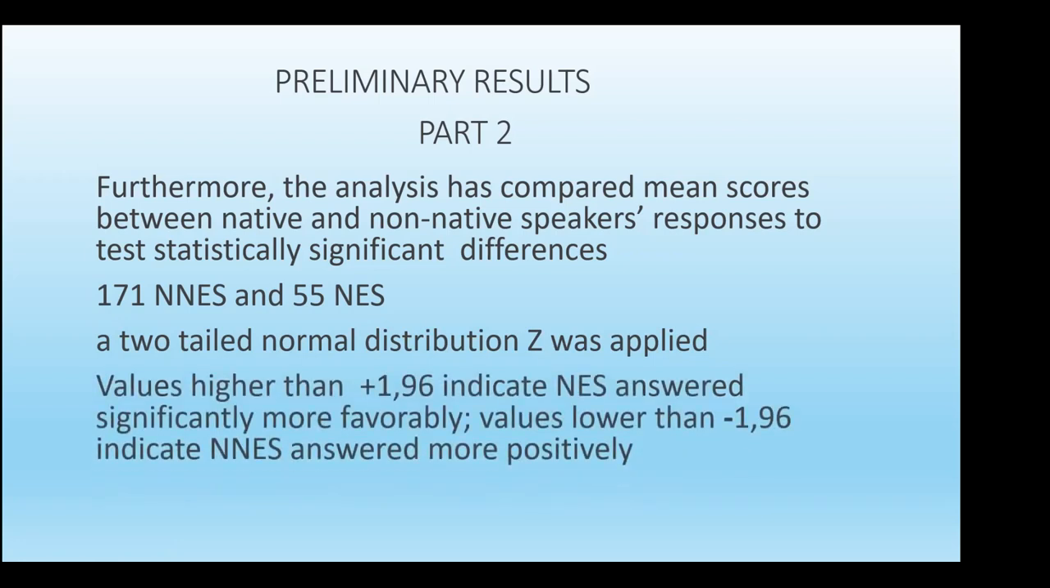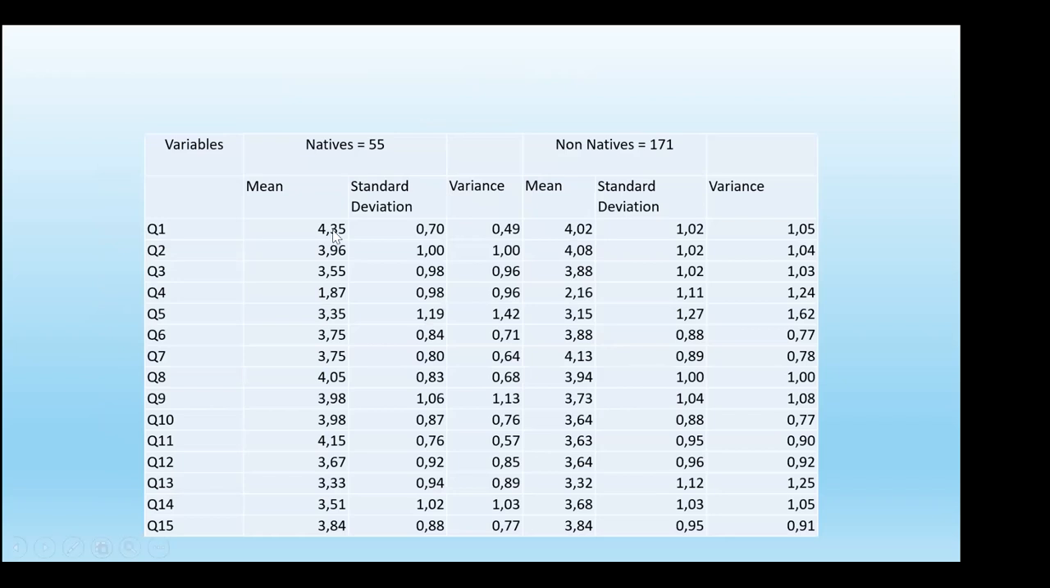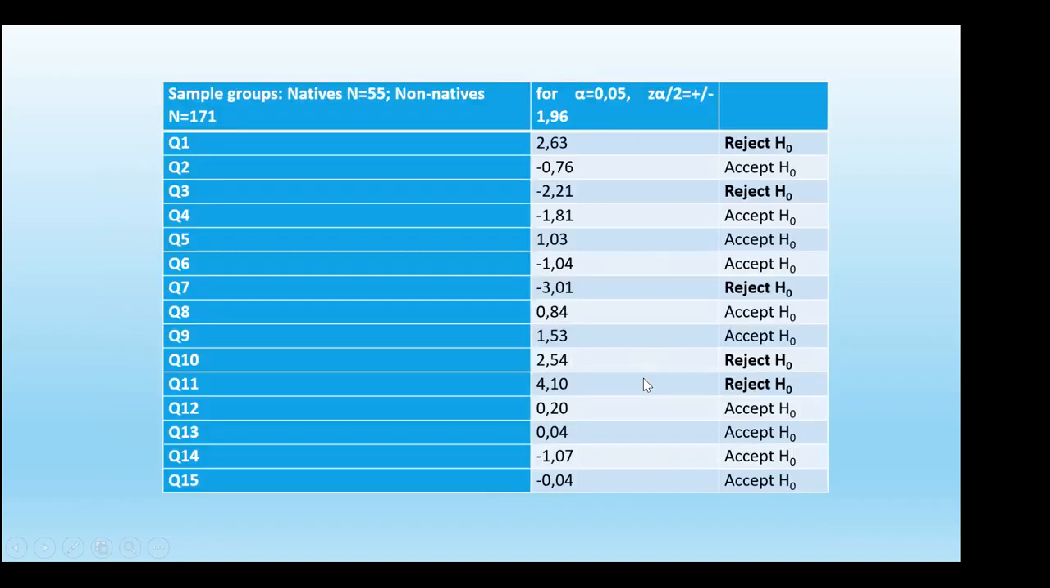So values higher than 1.96 indicate that non-native English speakers answered on average significantly more favorably. Values lower than minus 1.96 indicate that non-native English speakers answered on average significantly more positively. Okay, so these are the tables. First, these are the mean scores for natives and non-natives, and this is the Z test for natives and non-natives.